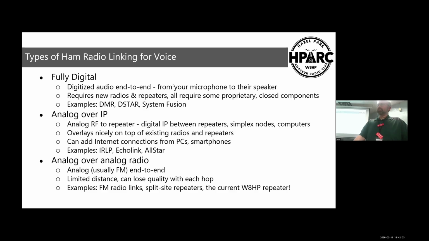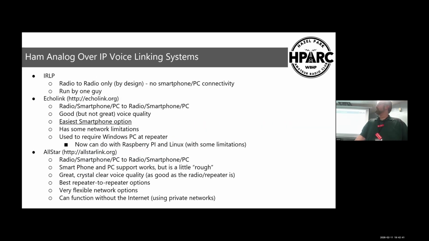So one of the things that could address that is analog over IP. Analog over IP is the same radio you use today that goes out analog to the radio. There's a computer on the other end of the connection, hooked up to the repeater, that digitizes that analog signal and then allows it to be routed out through an IP network or the internet itself. You could connect to a PC or a smartphone, and some examples of that are Echolink, IRLP, and Allstar.